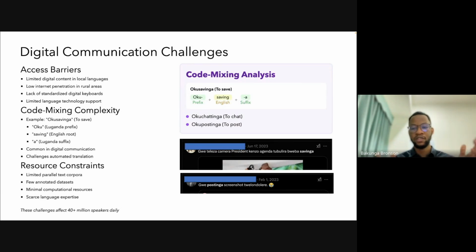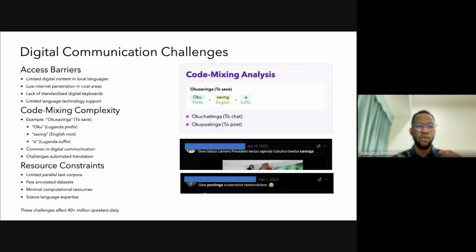So for example, a system that has been trained purely from, let's say, a language like Luganda, which is going to be the focus of this particular research, into something like English, is given a text that has been code mixed. In multiple cases, it always gets it wrong.